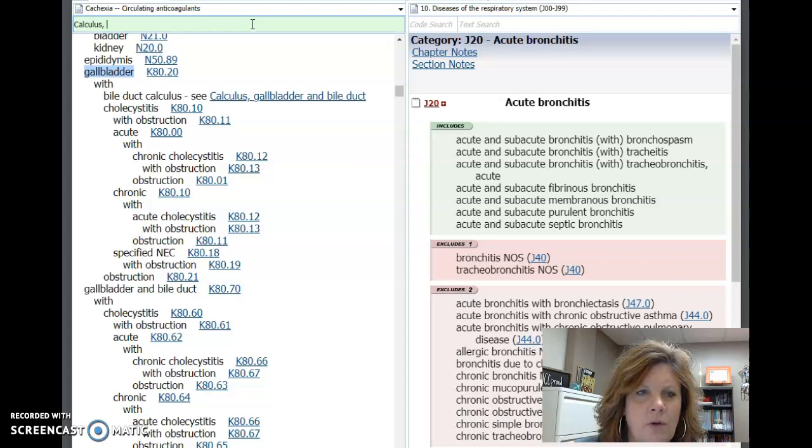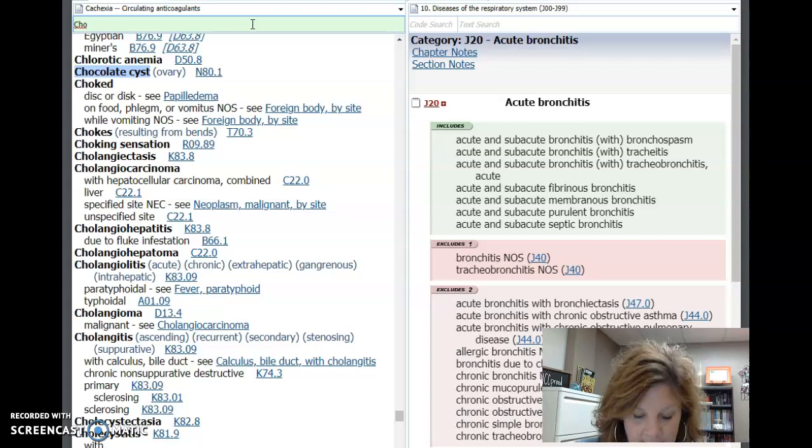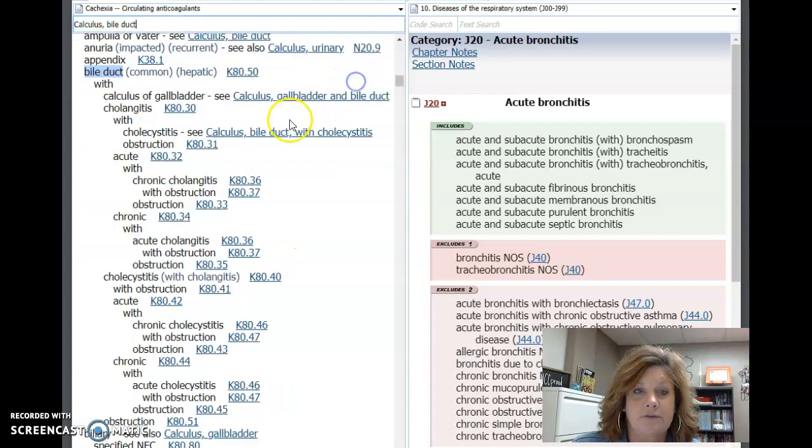Okay, so let's go a different route on this. Let's go back to cholelithiasis. Again, go ahead and pause the tape if you need to. Now it's telling me to see calculus, bile duct. So for everybody here, pause the tape, get yourself to calculus, bile duct. Okay, so here I am with the bile duct. This is probably a little bit easier way to find it. And I'm going to go down with cholecystitis.